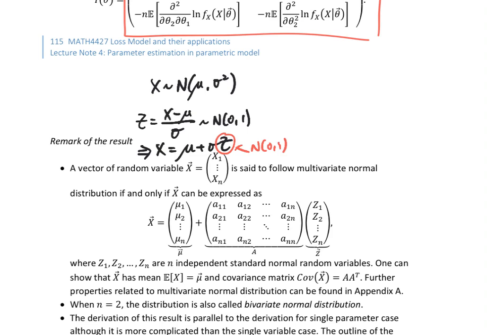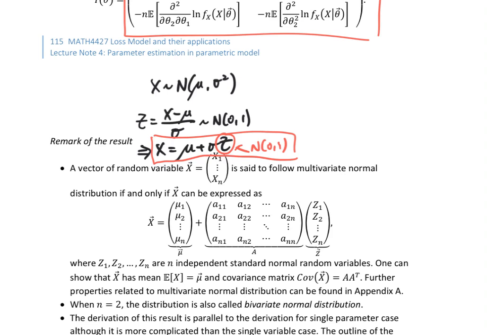So this is just another representation for the normal distribution. That means S follows the normal distribution if and only if it can be expressed in the form of mu plus sigma Z, where Z is standard normal. Given this, you can try to define the multivariate normal distribution as follows.